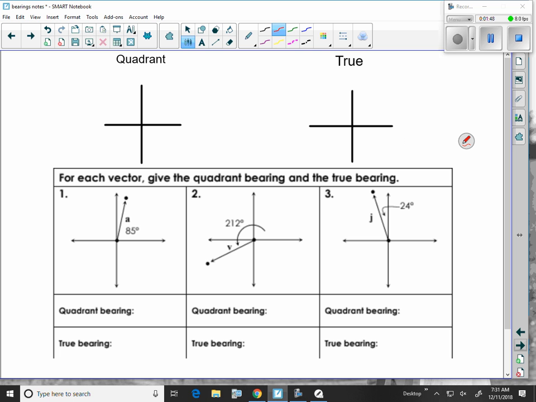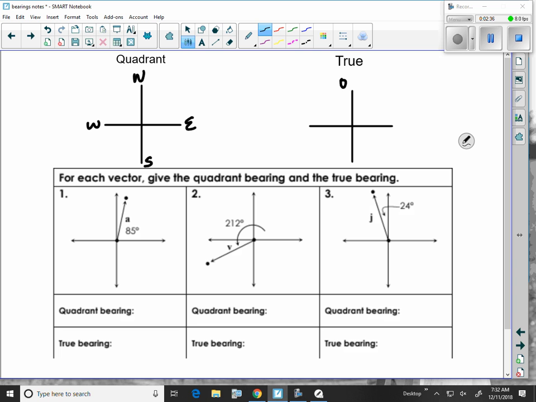Okay. So I'm going to help you label. In that left-hand column where you can draw something, I would highly suggest drawing a quadrant, and then we're going to do true bearing. I'm going to show you and help you label things. On your quadrant bearing, it's important that you label north, east, south, and west, because you have to have the direction in a quadrant bearing.